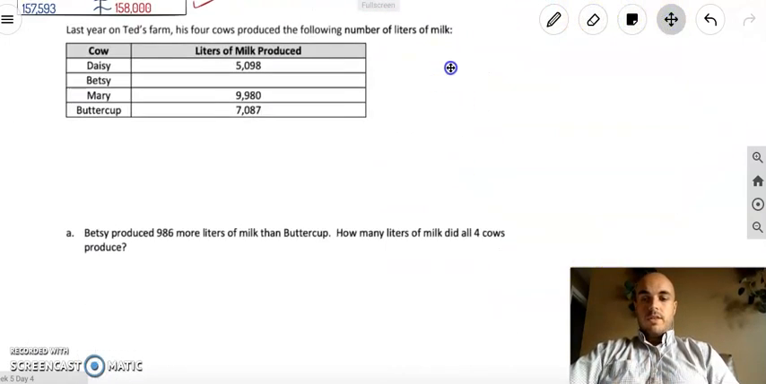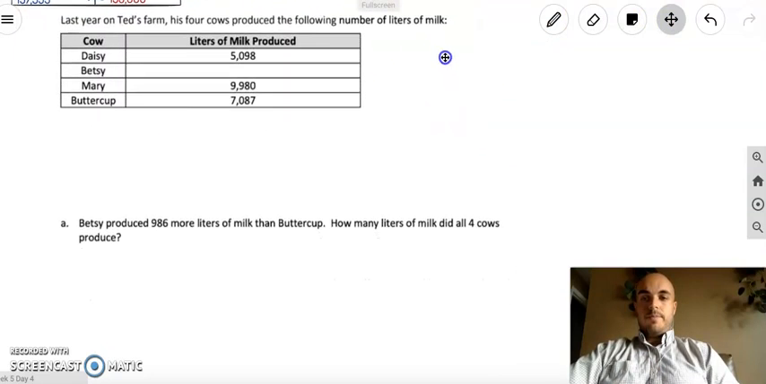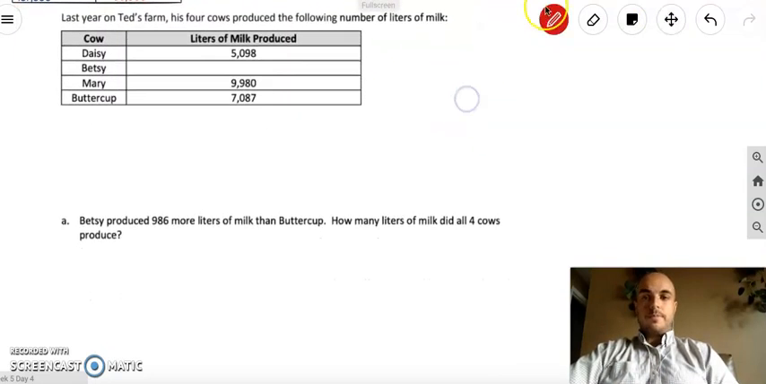Okay, let's look at this one here. I love me a good chart question. So last year on Ted's farm, his 4 cows produced the following number of liters of milk. So we have Daisy, Betsy, Mary, and Buttercup. So we have all 4 cows, and we're missing Betsy.